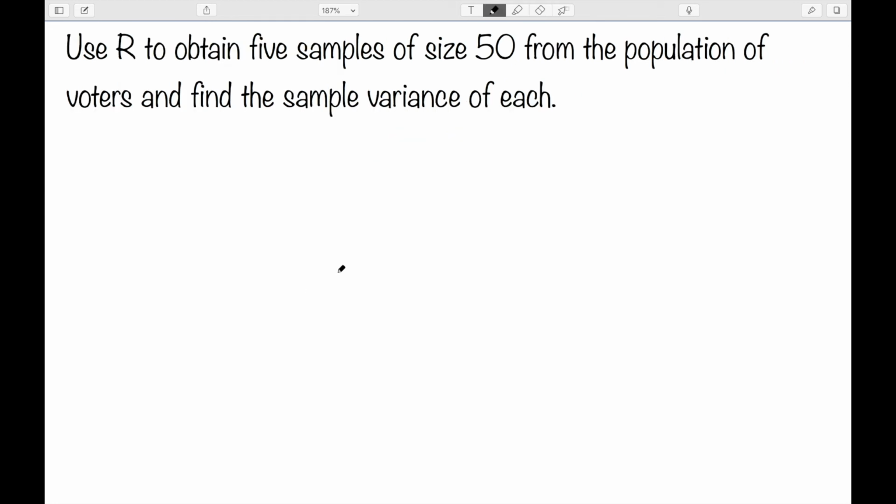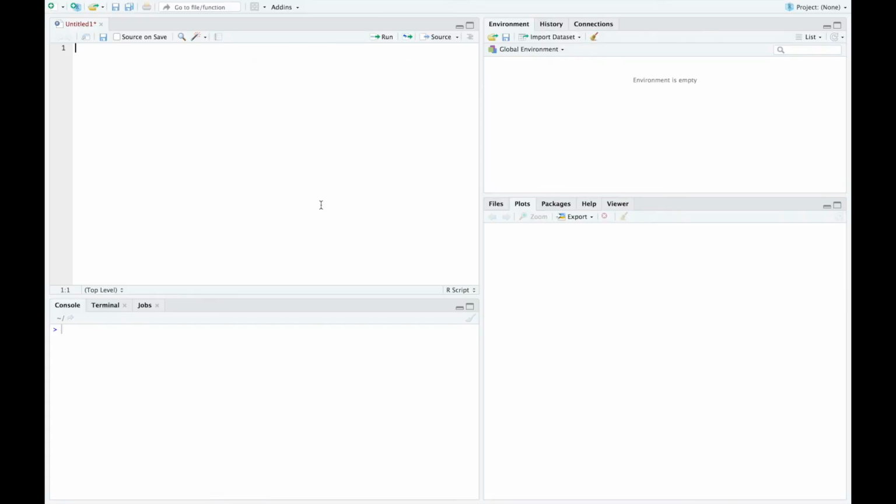Finally, I want to use R to obtain 5 samples of size 50 from the population of voters, and then I want to find the sample variance of each of those. So let's move over to R and look at how this is done. Here I have R, and I need to start by setting up my population. I'm going to let my population vector be denoted by X. We had 24,000 people who qualified to be a 0, who did not support, and 36,000 who were a 1, who did support.